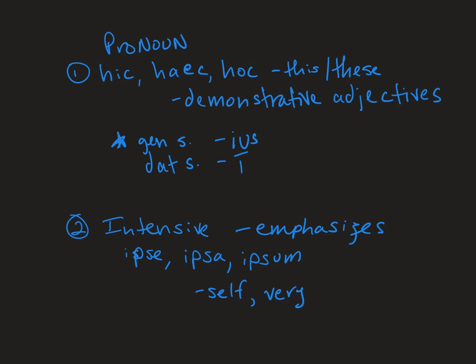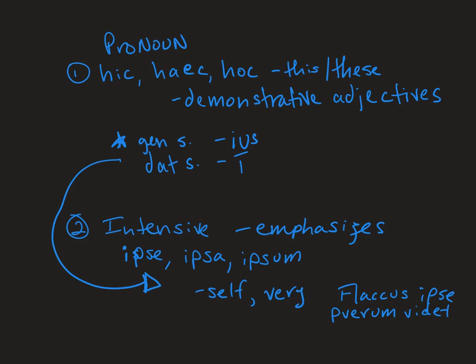And this is going to work exactly the same way, same idea as is, ea, id, ille, illa, illud, and this same rule about the genitive and dative singular applies to ipse as well. That's going to be something that's kind of par for the course for a lot of your pronouns. So if you want an example, you could say Flaccus ipse puerum videt. And we would translate that as Flaccus himself saw the boy.